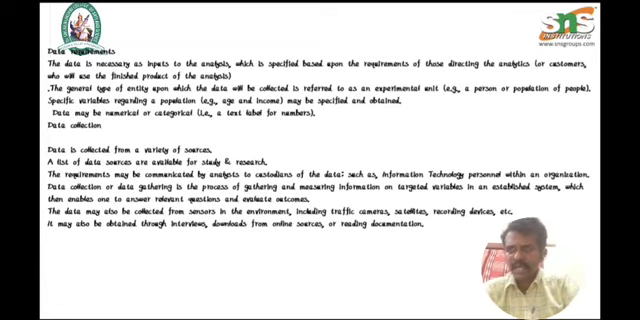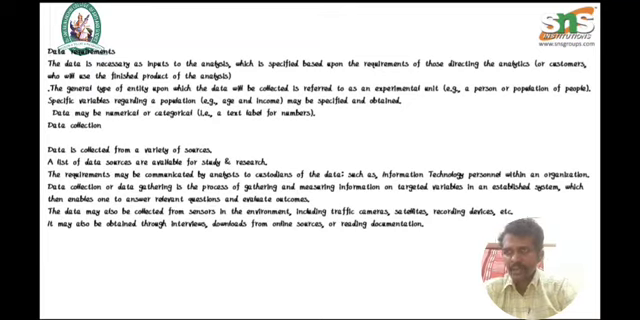Next, the general type of entity upon which the data will be collected is referred to as an experimental unit. The information being collected about an entity is called experimental data. For example, persons or populations of persons are called an experimental unit. If you want to know particular characteristics of a person or a particular population of persons, it is called an experimental unit, right?